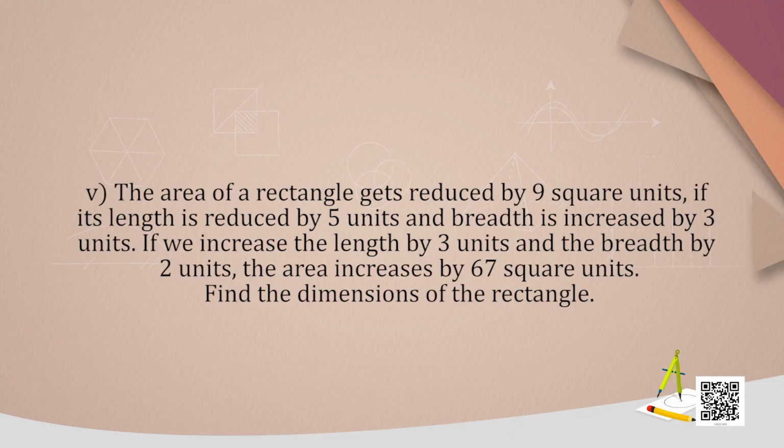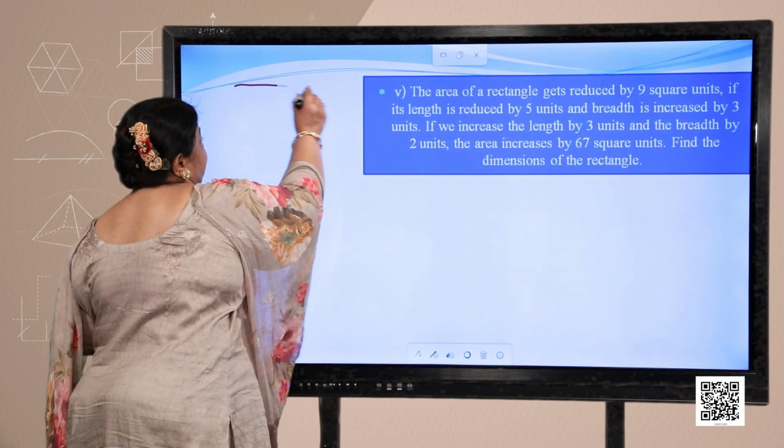So, students, let us do the next part of this question, which says the area of a rectangle gets reduced by 9 square units if its length is reduced by 5 units and breadth is increased by 3 units. If we increase the length by 3 units and breadth by 2 units, the area increases by 67 square units. Find the dimensions of the rectangle. Beautiful question. Now, let us take a rectangle here.